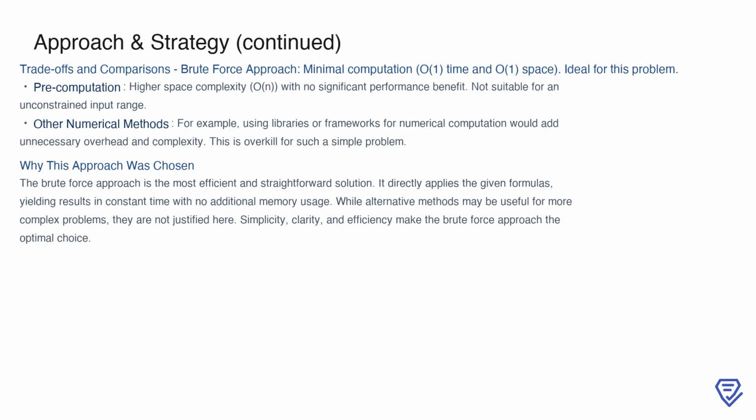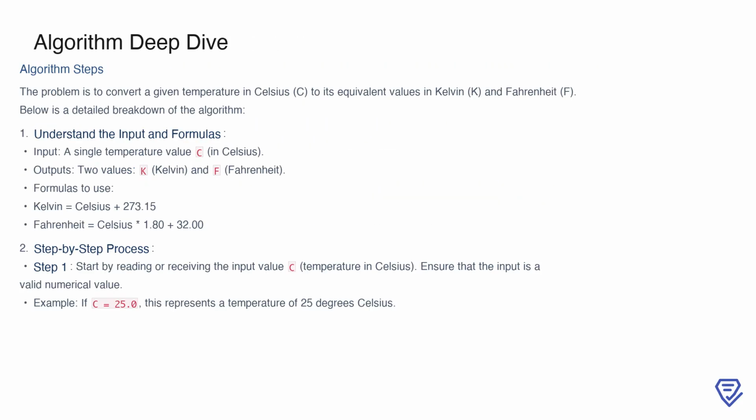Its simplicity, clarity, and efficiency make it the best solution for this problem, avoiding the pitfalls of over-engineering for a straightforward task. To solve the problem of converting a temperature from Celsius to Kelvin and Fahrenheit, we start by breaking it down step by step. First, the input is a single numerical value, C, which represents the temperature in Celsius. The goal is to calculate two outputs, K, the equivalent temperature in Kelvin, and F, the equivalent temperature in Fahrenheit.